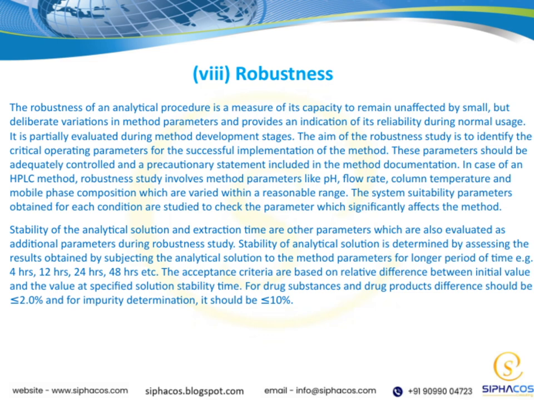During method development, evaluating robustness gives us an idea of how dependable the method will be during routine use. The goal here is to identify the critical operating parameters that are essential for the method's success. Once identified, these parameters should be carefully controlled, and any necessary precautions should be clearly documented. In the context of HPLC, for example, we look at parameters like pH, flow rate, column temperature, and mobile phase composition. We vary these within a reasonable range to see how they affect the system's performance.